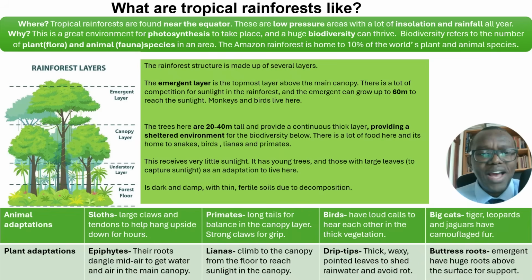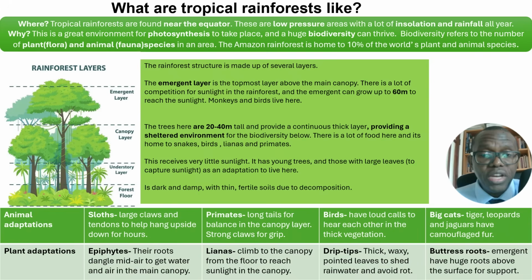Okay, so what are the tropical rainforests like? Now, the first thing we'll talk about is where we find them, and they are found near the equator. Now, the equator is a low pressure area with a lot of insolation and rainfall all year round. And this is a very good environment for photosynthesis to take place and also for a huge biodiversity to thrive.